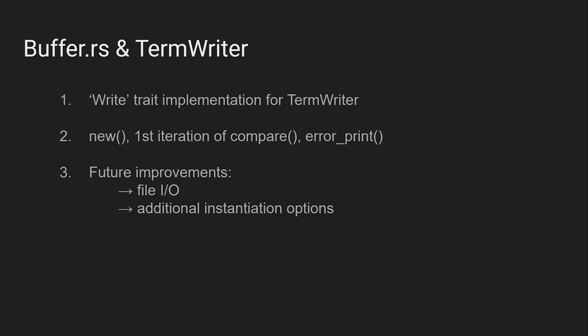The second improvement I can see being made to TermWriter are additional instantiation options. So for example, with the read from file implemented in the future, we could have another new function that takes a file object as an argument to instantiate a TermWriter instead. And that way we do not require user input for TermWriter to operate.